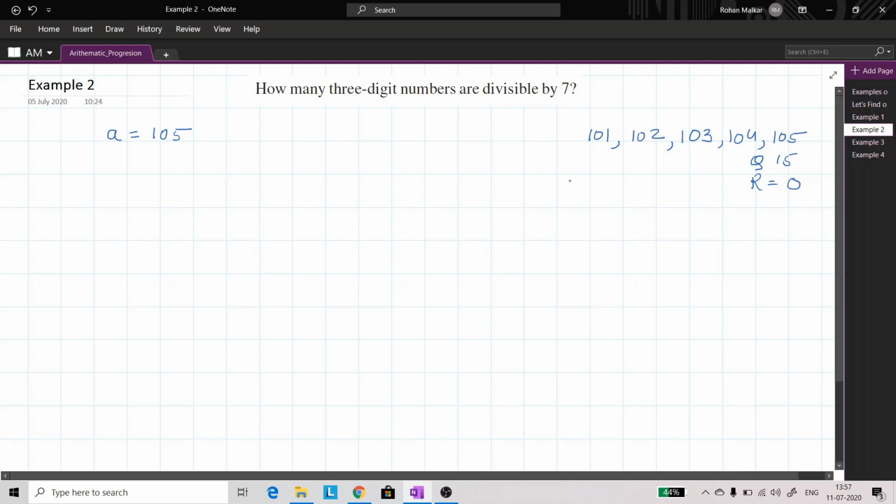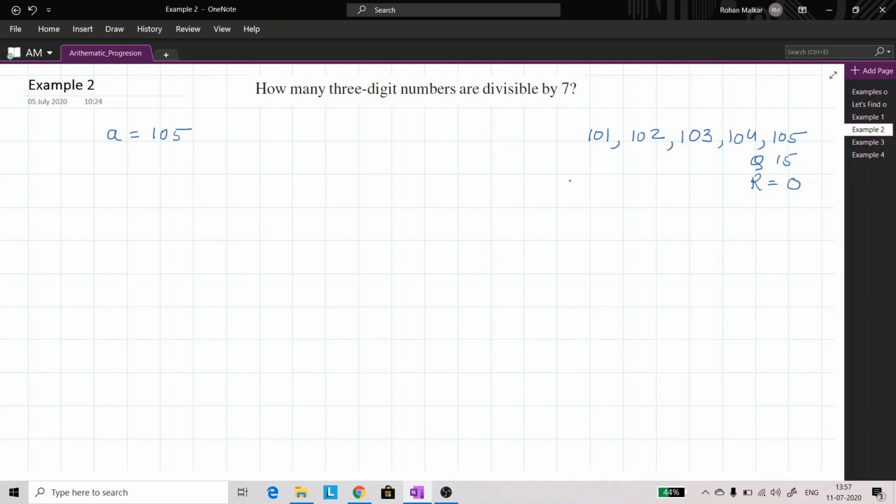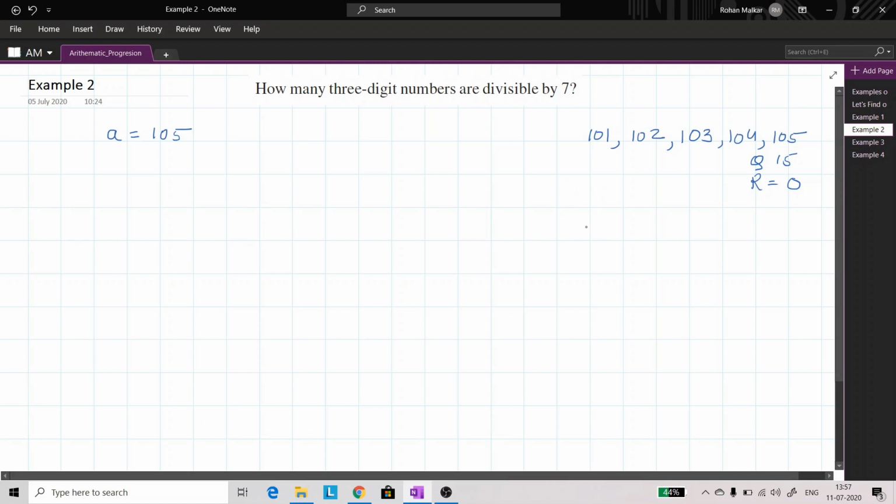Now we need to find the maximum 3-digit number which is divisible by 7. So let's go in the reverse order. I'll first check 999. If I divide it by 7, 7 ones are 7, 29, 7 fours are 28, 1 and 9, 7 twos are 14. So it's not completely divisible by 7. We have a remainder in 999.